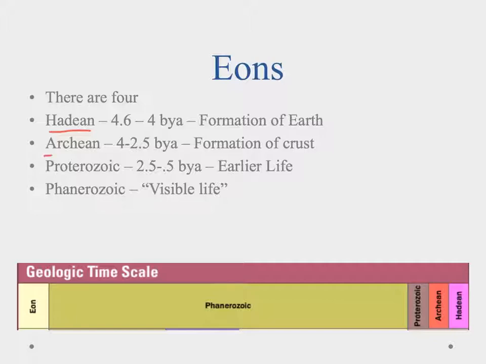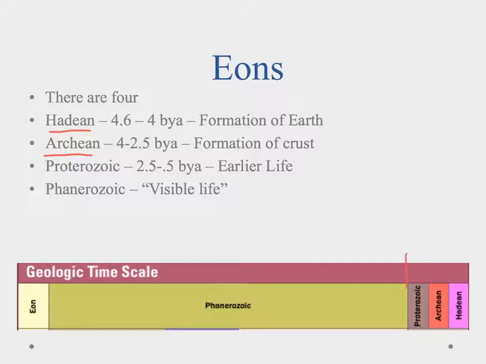It's followed by the Archean eon, which is going to take us from 4 to about 2.5 billion years ago. And this is where we're seeing the formation of crust, the formation of the atmosphere, the formation of oceans, and things of that nature. That's followed by the Proterozoic eon, and that's going to take us all the way from 2.5 billion years to about 500 million years ago. And Proterozoic means early life.